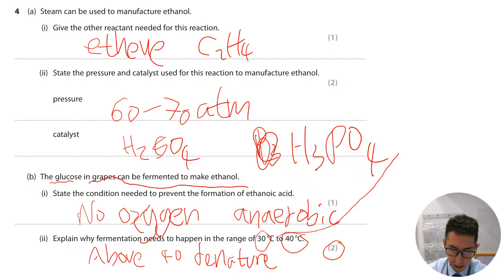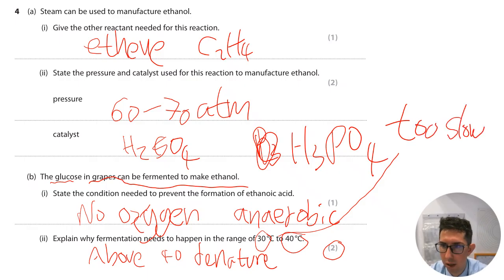So if it's below 30, it's too slow. So too low a temperature, too slow. Too low, too slow. Reactions happen too slowly at low temperatures.